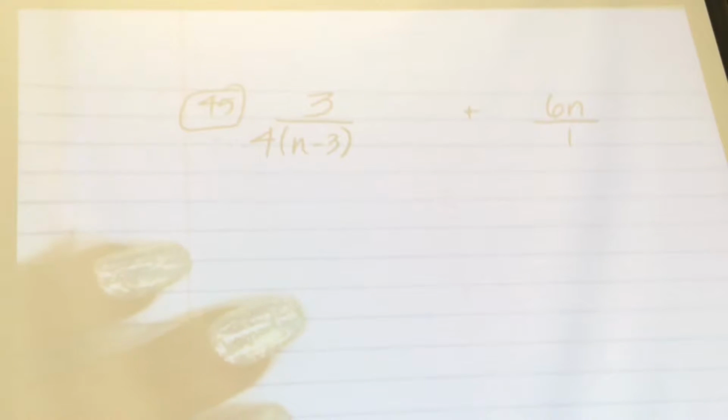So it looks like this guy needs everything. Like, it literally has none of these. So you have to give him a 4 and the n minus 3. And again, put those in parentheses so it's easy for you to identify what's combined together.